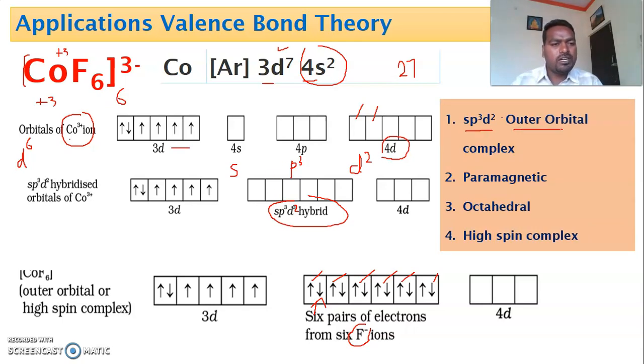That's why it is an outer d orbital complex, and it is paramagnetic due to the presence of unpaired electrons, and it is octahedral due to the presence of 6 ligands, and it is a high-spin complex due to the presence of 4 unpaired electrons. Dear students, after the theory you must be able to draw the conclusion based on the proper reason.